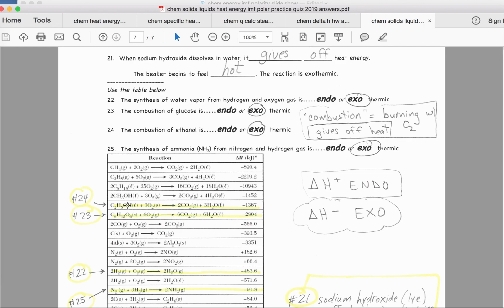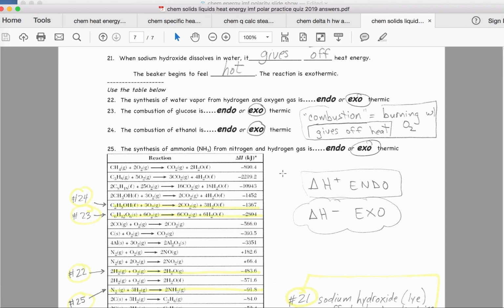Just like I said, lighting your Bunsen burner. Here's methane gas up here at the top, reacting with oxygen. That's burning it. It gives off carbon dioxide and water. That's what's released when you burn stuff. That is exothermic. It gives off heat.